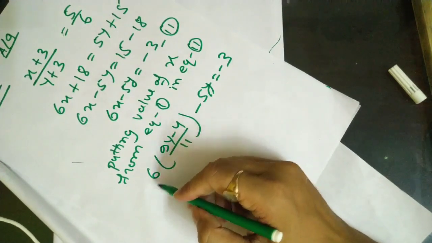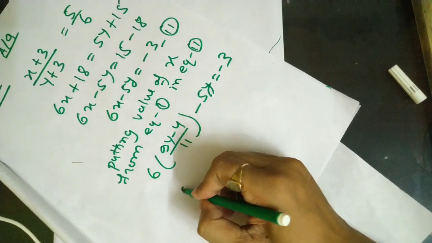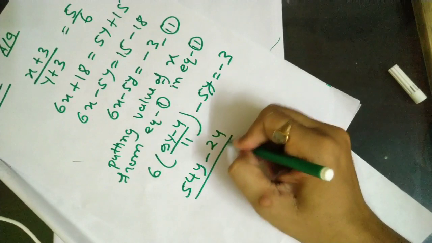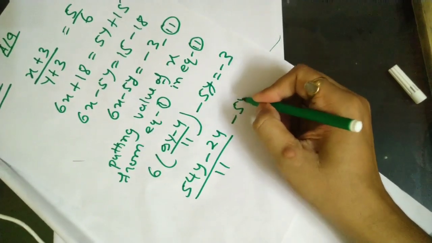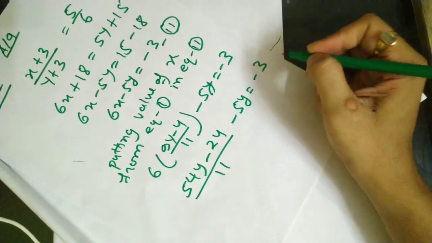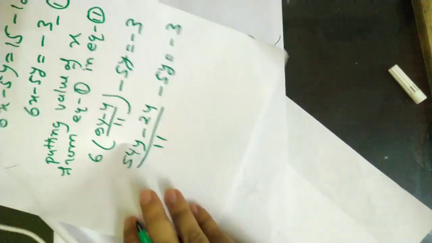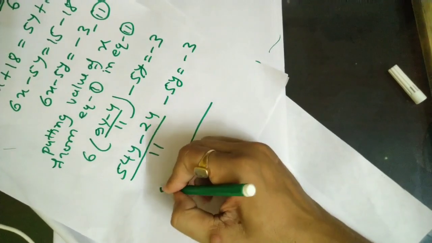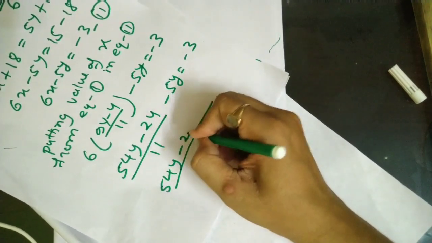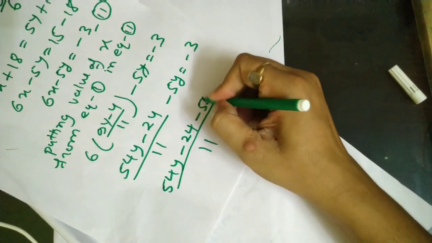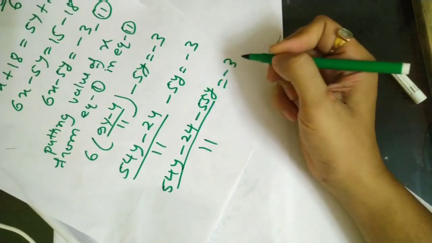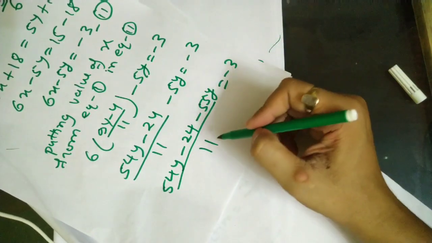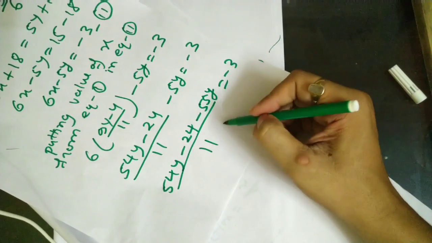For solving, we have to multiply 6 with 9, 6 9 54y, minus 6 4 24, divided by 11, minus 5y is equal to minus 3. In our next step, we have to take the LCM. Here LCM will be 11. So 54y minus 24 minus 55y is equal to minus 3 times 11.